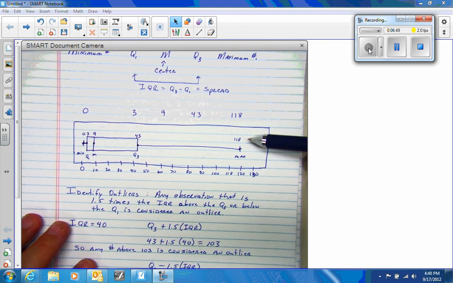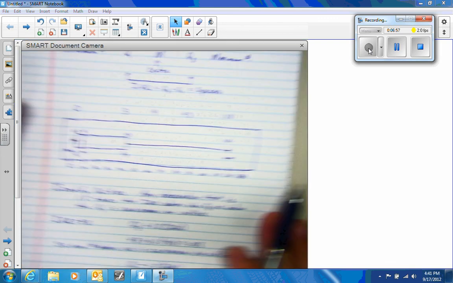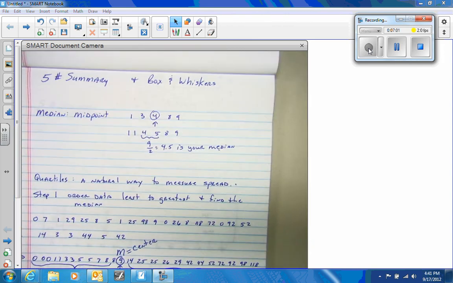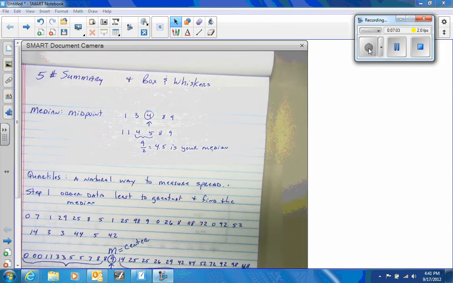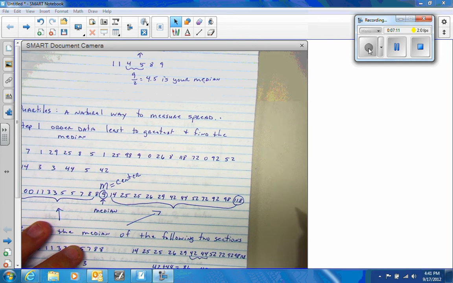Well, notice 118 is above 103. And in fact, I think we had a couple of them that were above 103. All right, so if you go back to your data, here's my data. Well, actually, if you look here, 118 was the only one that was above 103. So this is our only outlier.